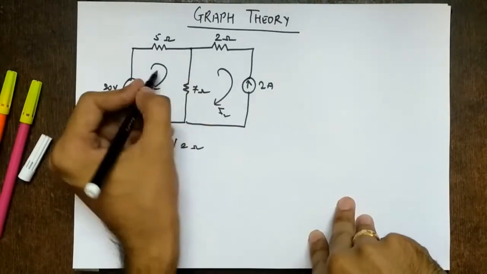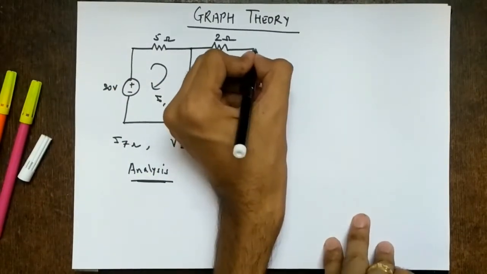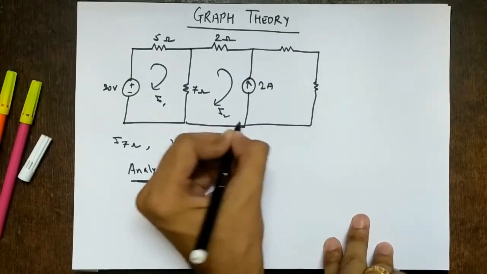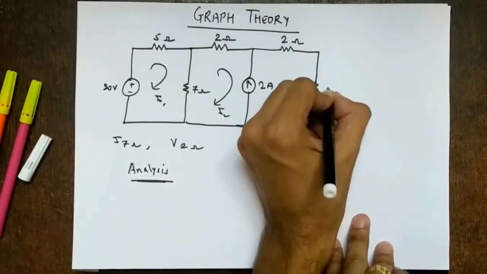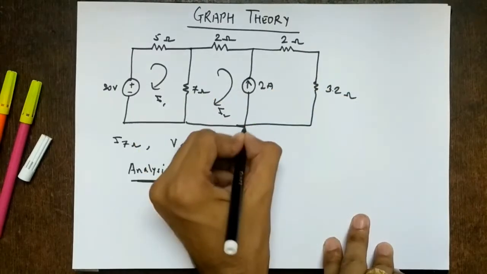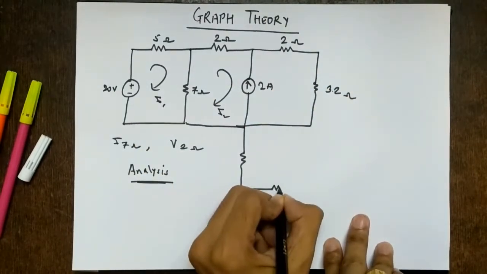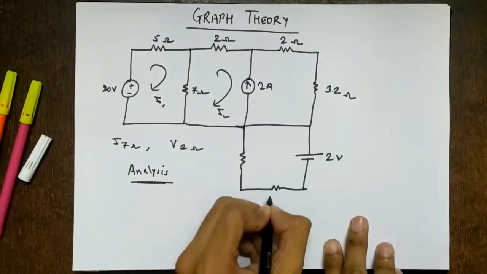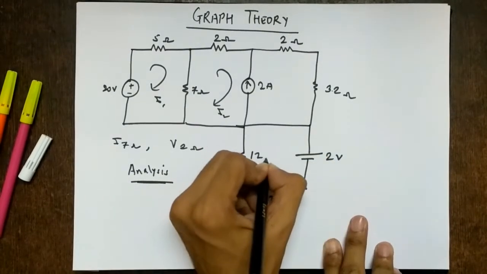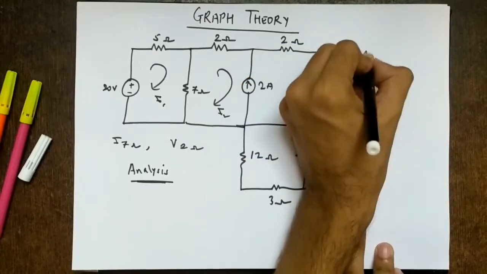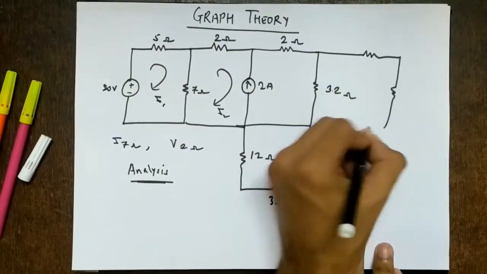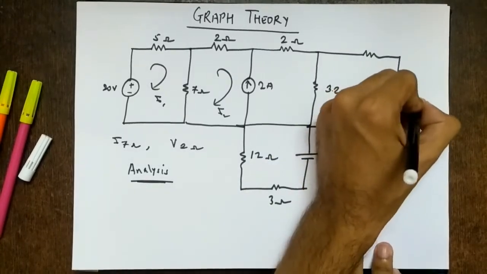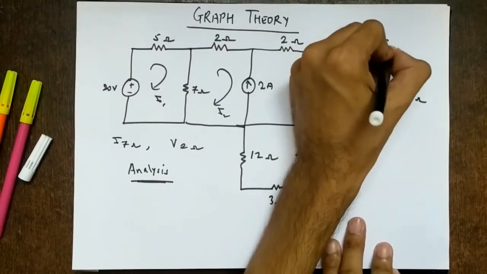But what if, so this is a very simple example. What if I draw the network like this? I am continuing in the same network. So this is 2 ohms, this is 32 ohms. I have one more loop here and I have a voltage source also. So this is 2 volts, this is 3 ohms, this is 12 ohms. Let's say I add one more. Again I have a voltage source here, 20 volts, 2 ohms, 3.5 ohms, right?